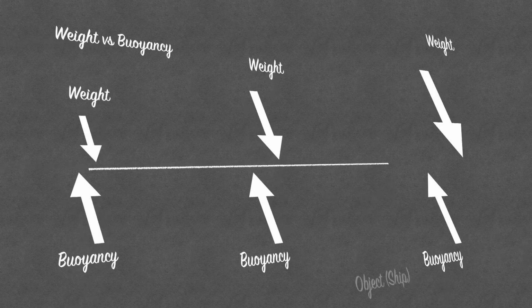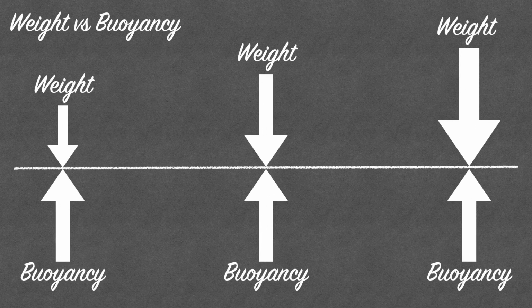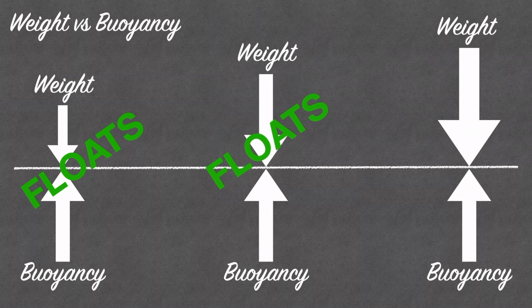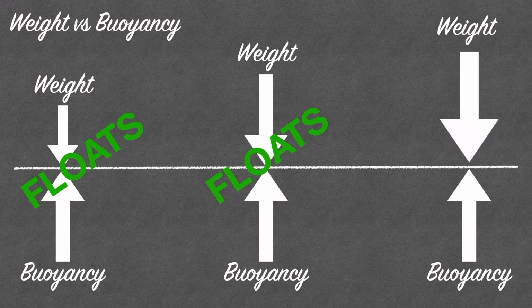So let's take 3 examples. In the first example, the weight of the ship is smaller than the buoyancy force. This means the ship is positively buoyant and so it will float. In the second example, the weight of the ship is the same as the buoyancy force. This means the ship is neutrally buoyant and will also float. In the final example, the weight of the ship is more than the buoyancy force. This means the ship is negatively buoyant and so will sink.